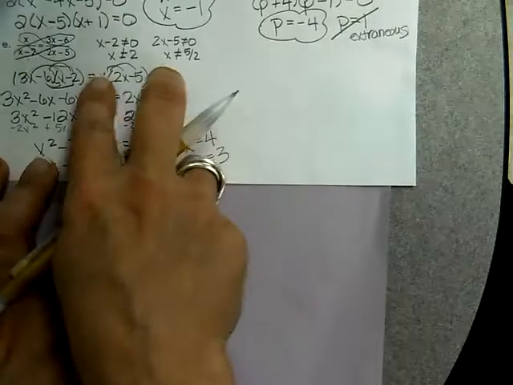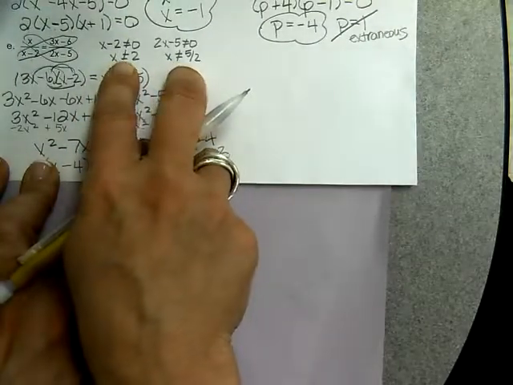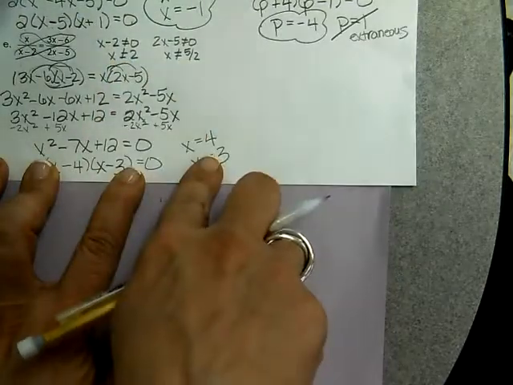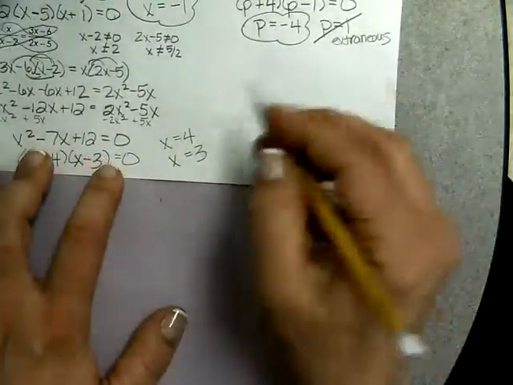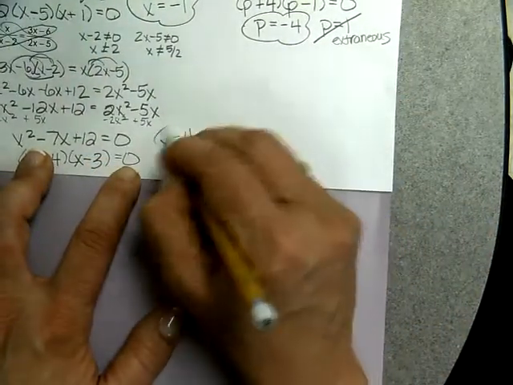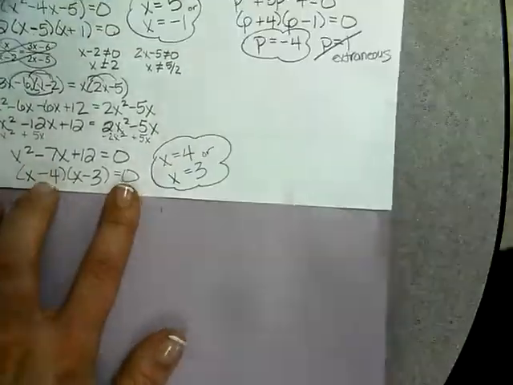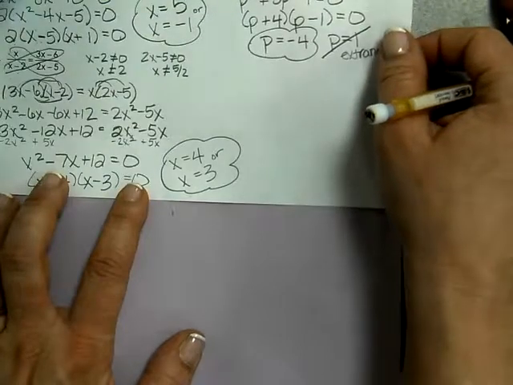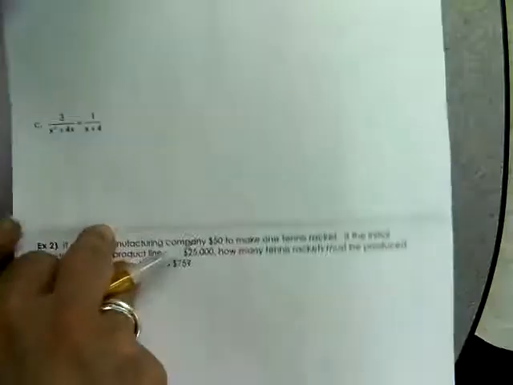So we go back and we double check. Notice my domain restrictions would be 2 and 5/2. Notice 4 and 3 are good. So I have both of those as potential solutions. X equals 4 or x equals 3. All right? That's the gist of it.